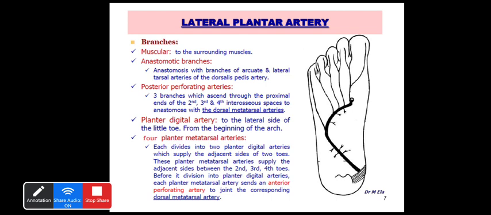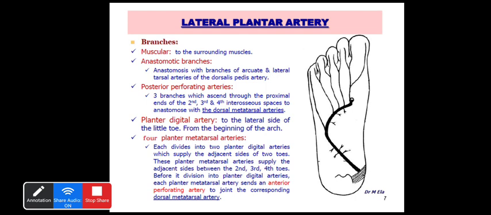It gives medial dorsal and lateral dorsal, sometimes medial malleolar and lateral malleolar also, and then after giving these branches, it gives the arcuate artery. So here the lateral plantar artery anastomoses with the branches from the lateral dorsal and the arcuate artery. Okay, so that's about the lateral plantar artery anastomosing branches.